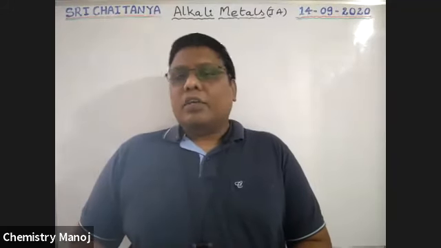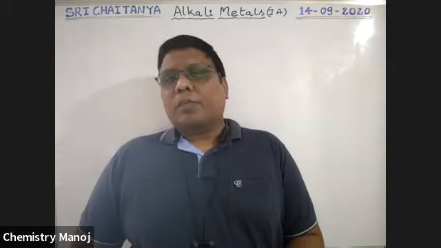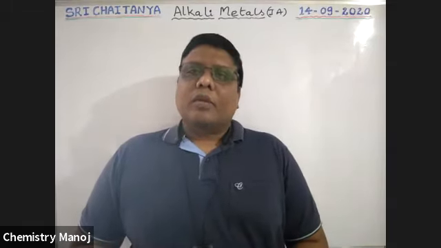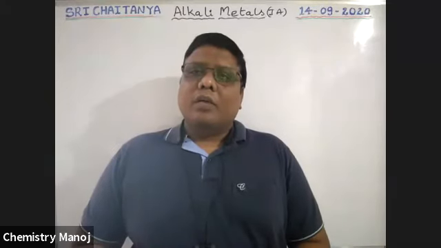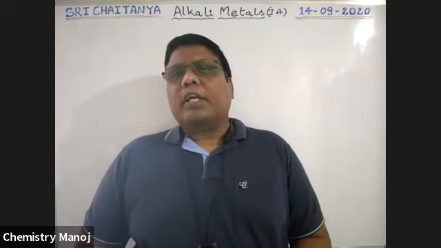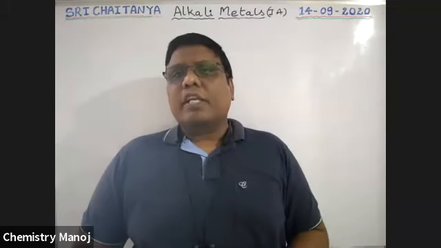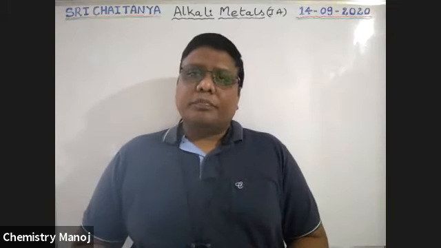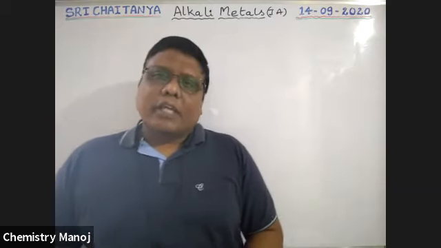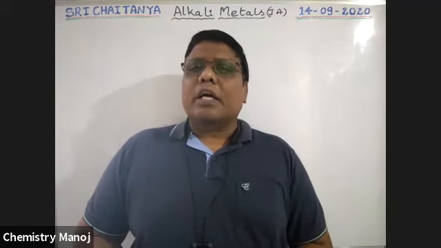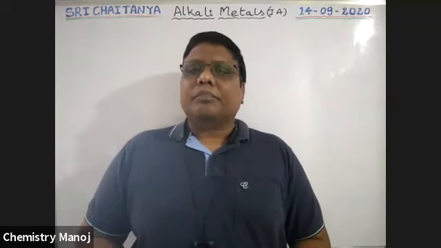So today onwards, our new chapter, S block elements. Already we know that in S block elements there are two groups, first and second groups, that is 1A and 2A groups. 1A group elements are called alkali metals, and 2A group elements are called alkaline earth metals.